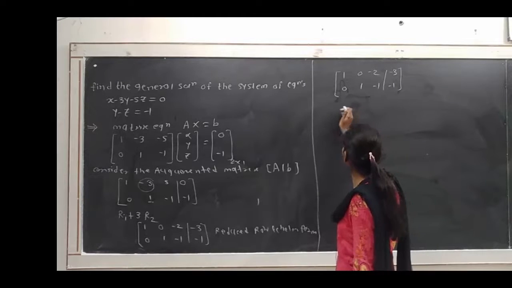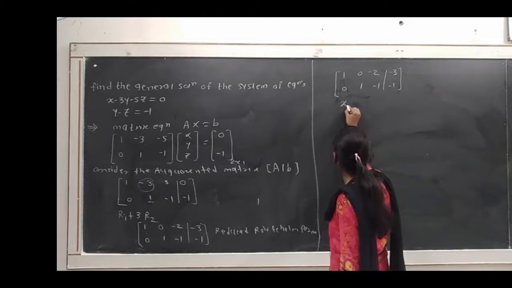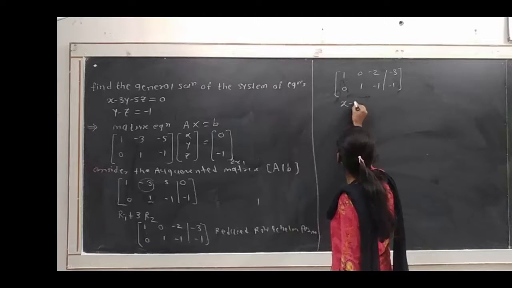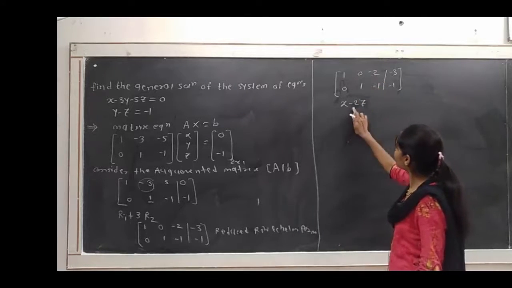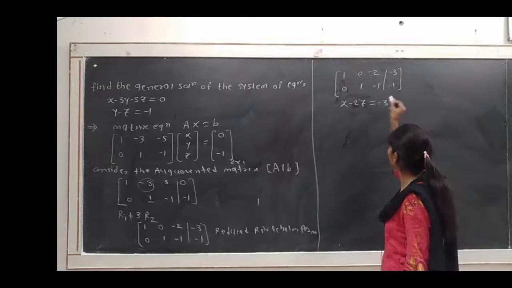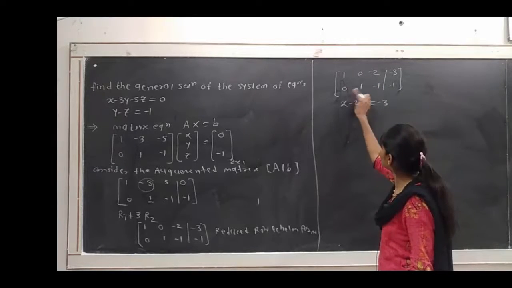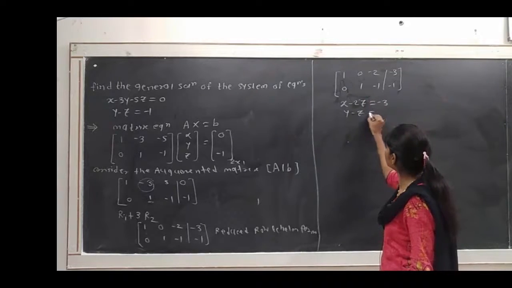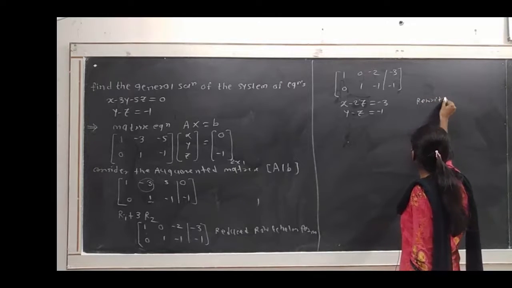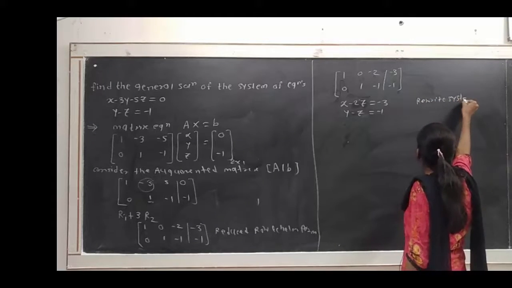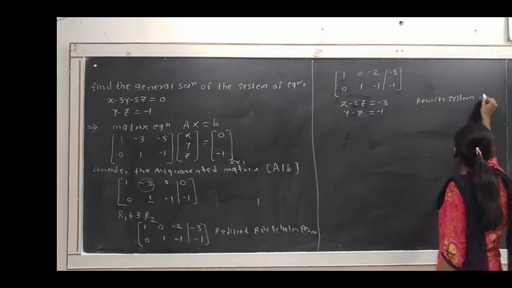So we rewrite the system of equations. We get here x plus 0y minus 2z, so x minus 2z is equal to minus 3, and here 0x plus y, so y minus z is equal to minus 1. System of equations.